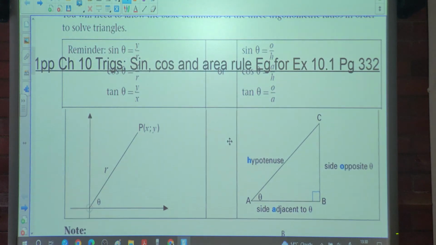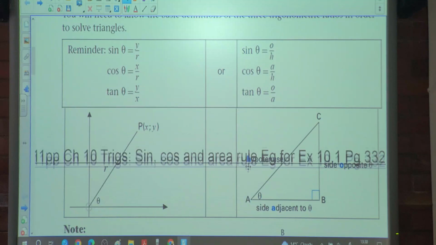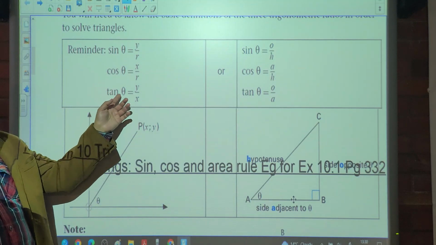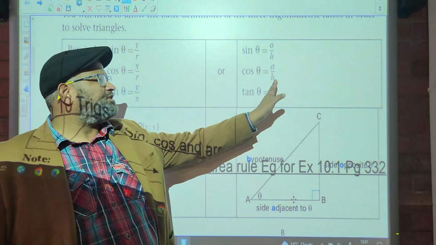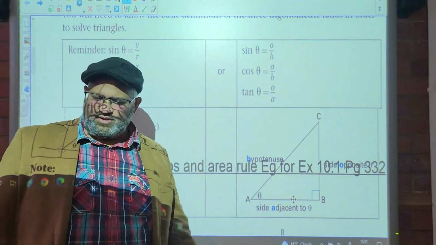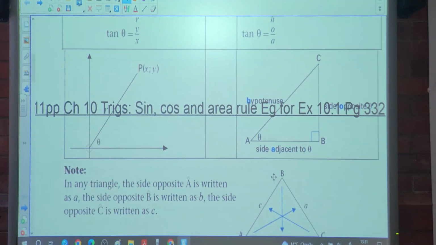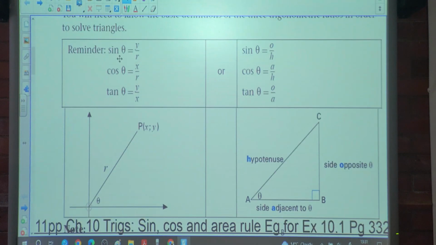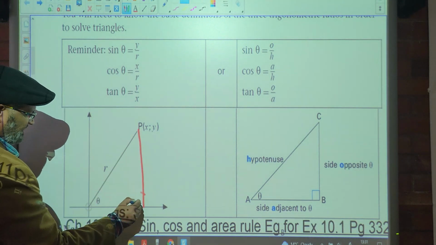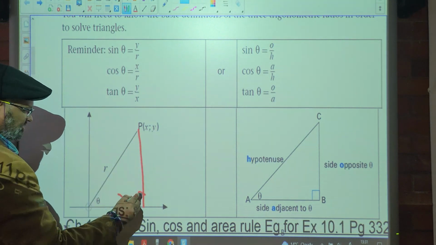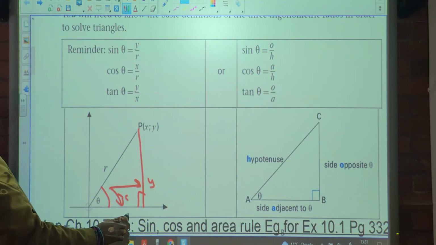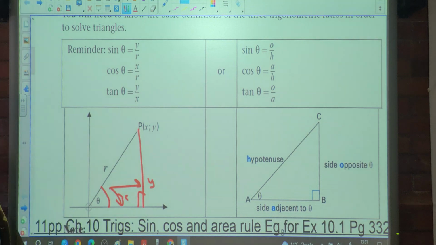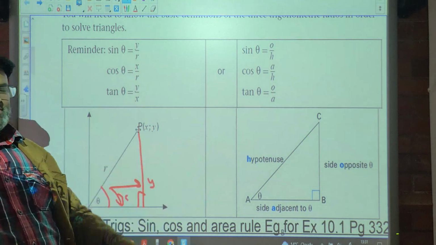This is a reminder that sine, cos, and tan is SOH CAH TOA, or Oliver has a head of apples. However you want to remember it, whatever works for you. Sine of theta is y over r, cos is x over r, and tan is y over x. But we normally just use it as it is there.